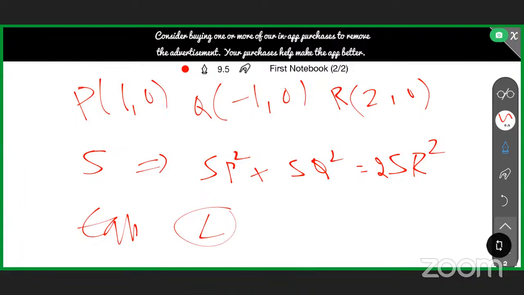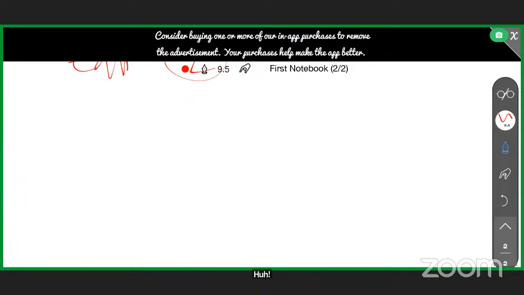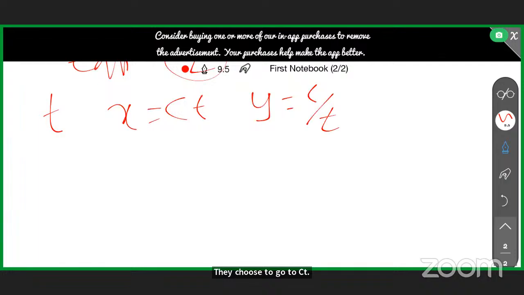Next, a few more questions on theory concepts only. T is a parameter where x is equal to ct and y is equal to c by t represents a curve. What is the curve it is representing? T is a parameter means you have to eliminate the parameter.